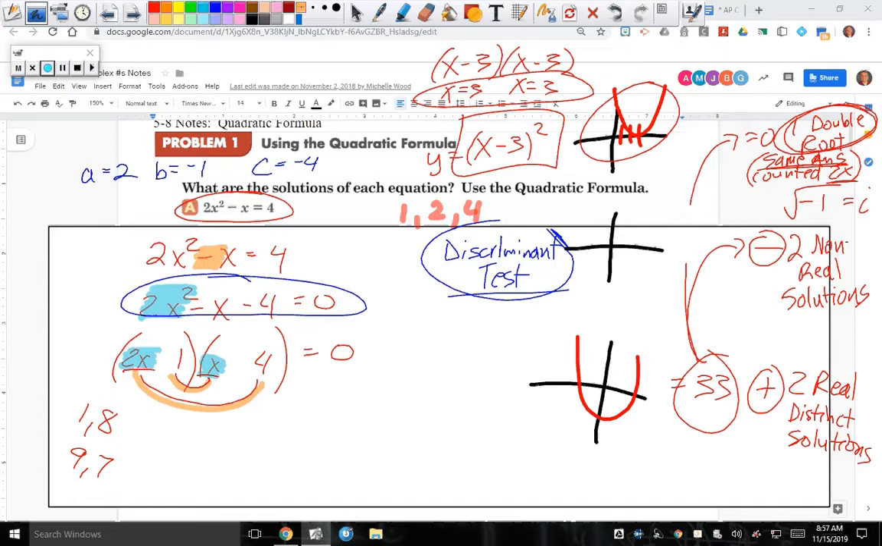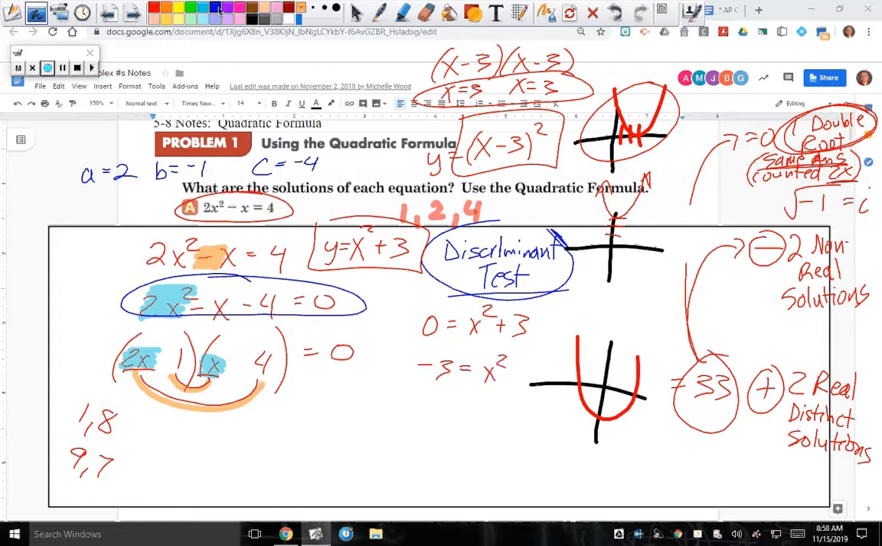Two non-real solutions, it still bends. It just never touches the x-axis. Let me give you a really good example why. Let's say I had x squared and I shifted it up 3. This graph would look like this. Do you agree? Okay. If I set this equal to 0, and I told you to solve for x, what would you do right now? Subtract by 3.